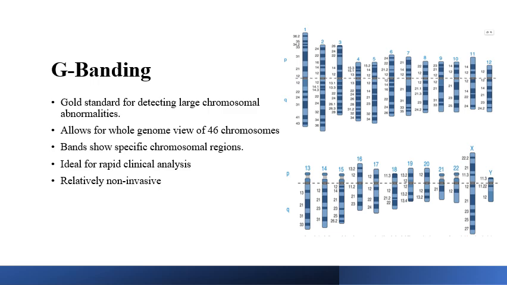We'll start with G-banding or karyotyping, which is a fundamental cytogenetic technique, where chromosomes are stained with a Giemsa stain to reveal distinct banding patterns. This technique allows for the visualization of all chromosomes in a single cell, showing us both large structural abnormalities as well as numerical changes in the genome of a patient. It's quite quick, it's relatively non-invasive, and remains a go-to for many clinical applications. And we'll go through what they are in the next slides.